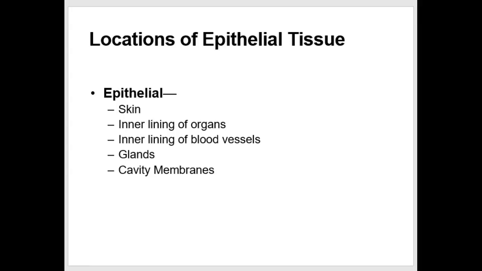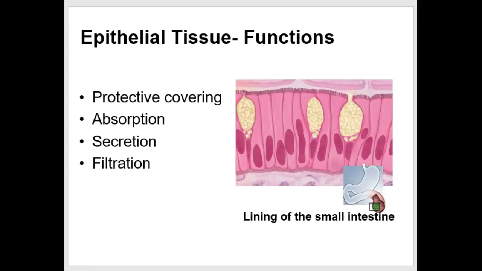And the cavity membranes that we've already studied, the pleura, the pericardium, the peritoneum, have epithelial tissue and connective tissue, but we'll look at the epithelial tissue in this lecture. So the functions of epithelial tissue include protection, because they cover not just the inside lining of an organ, but often the outside as well.